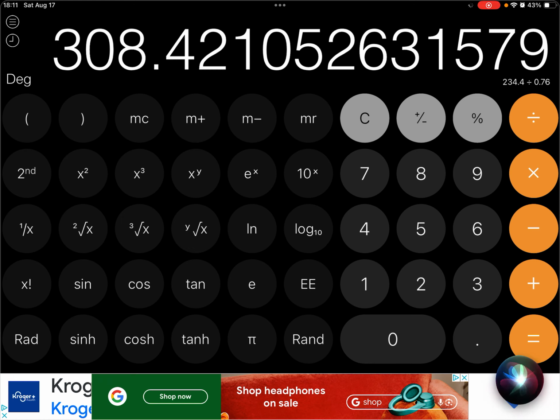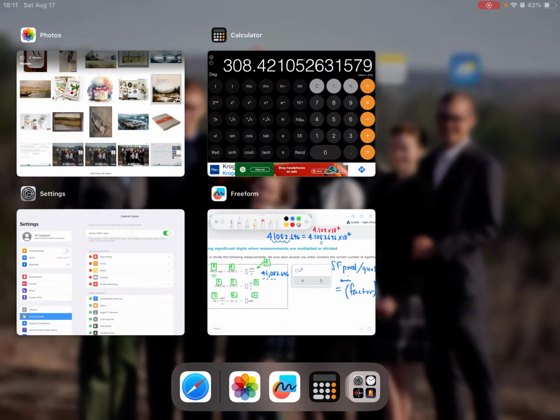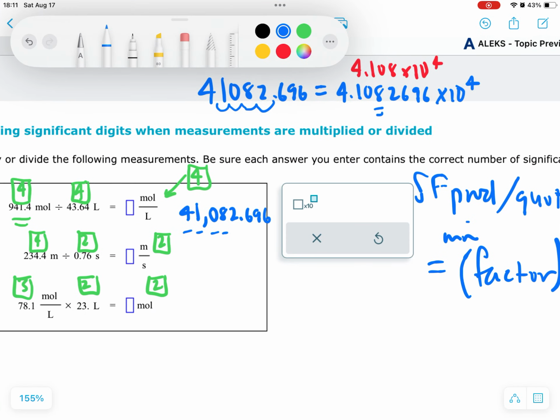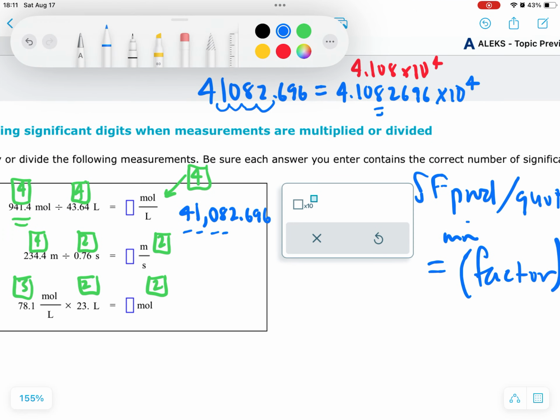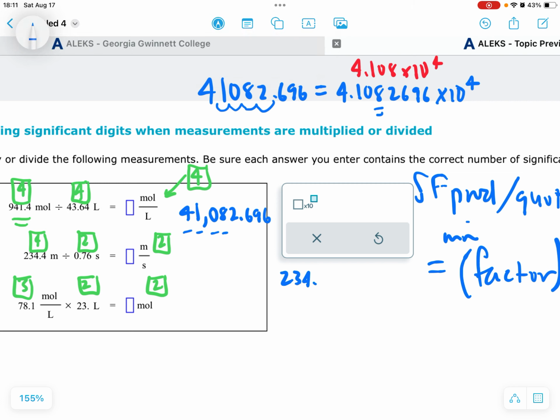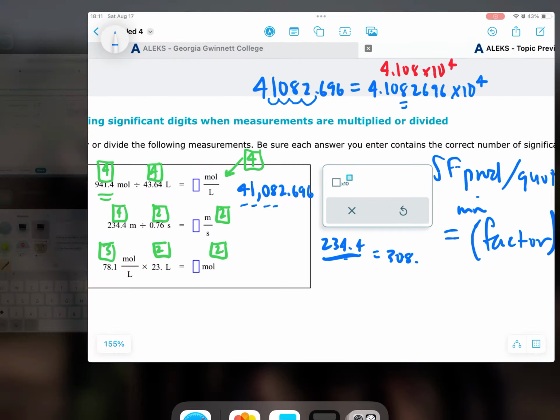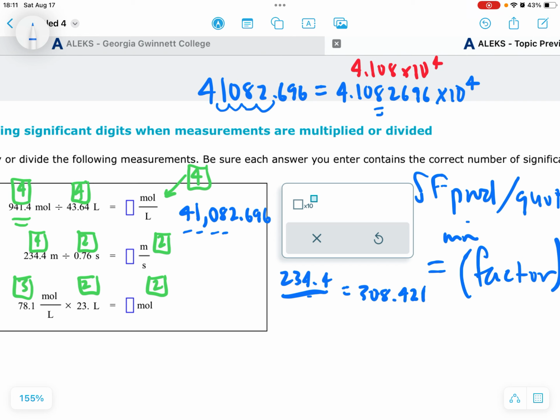Oh, forgot the number. 308.421. That's going to give me a little bit messy here. This is part 2. 234.4 divided by something is going to be 308.421 and so on, right? That was 0.76. And so I can only have 2 sig figs here.